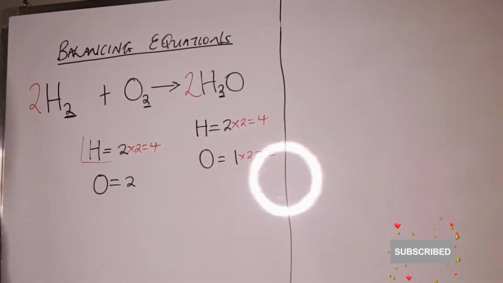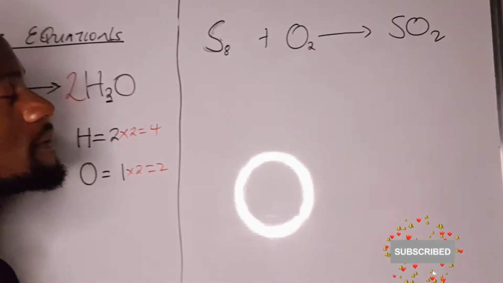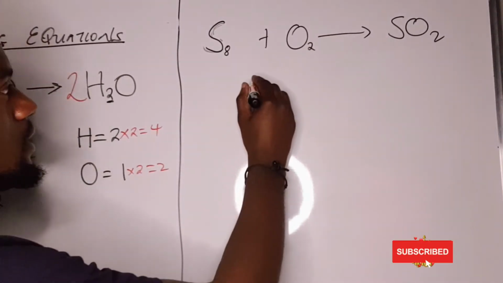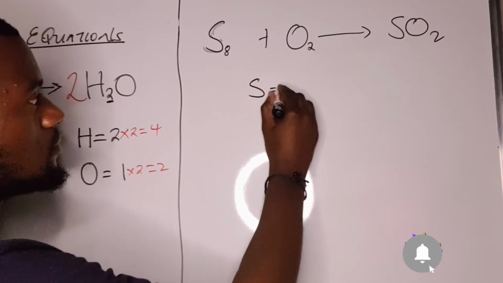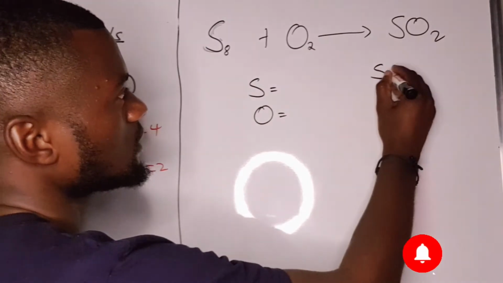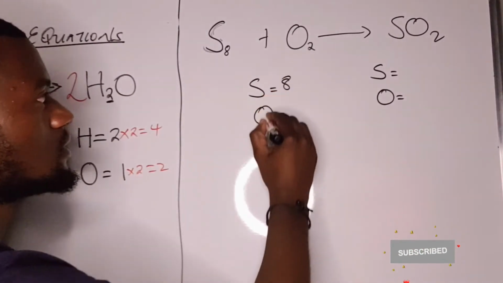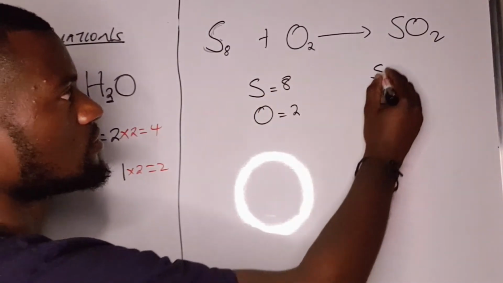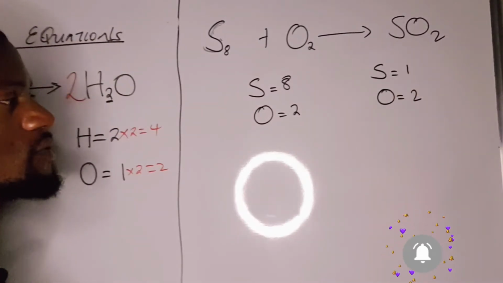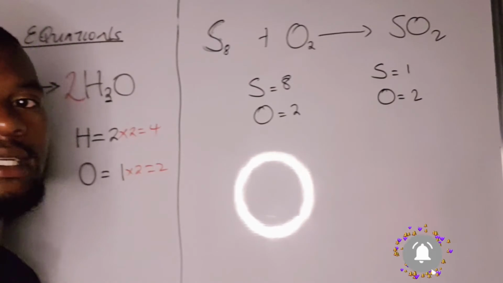So we try to look at this other equation where we have sulfur reacting with oxygen to give us sulfur dioxide. We count the number of atoms for sulfur. We also count the number of atoms for oxygen on the reactant side. We do the same on the product side. So sulfur here we have 8, oxygen 2. Sulfur here 1, oxygen 2. So from this equation we can tell that sulfur is not balanced, but oxygen is balanced.